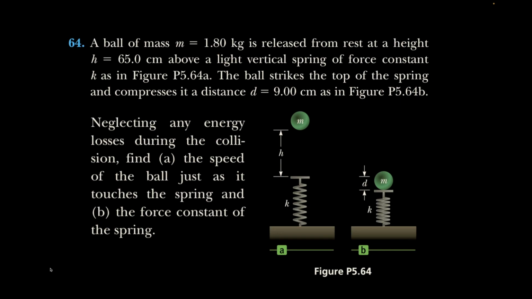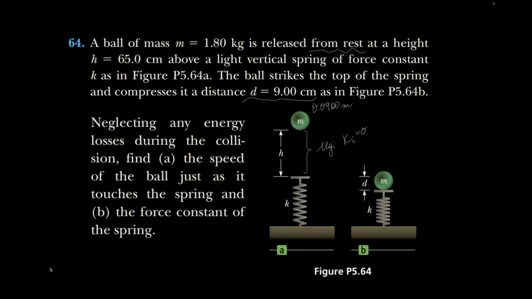They give us the mass released from rest at a height of 65 centimeters above the light vertical spring. There we go. Hence, we can talk about UG initial. And kinetic energy initial is 0 because it's released from rest. The ball strikes the top of the spring and compresses at a distance of 9 centimeters. So remember, that needs to be 0.0900 meters.